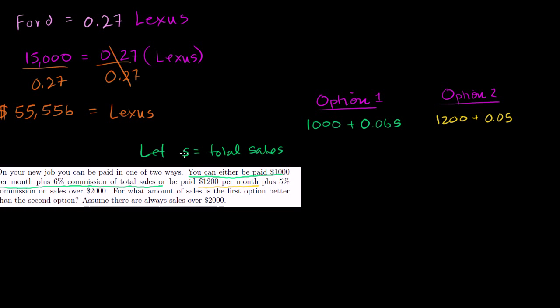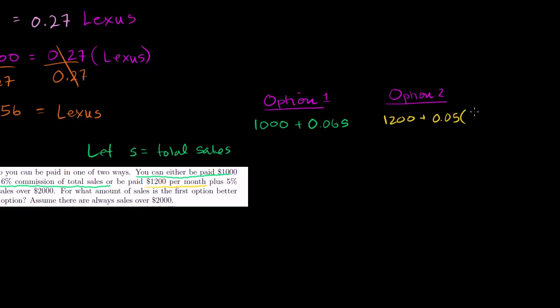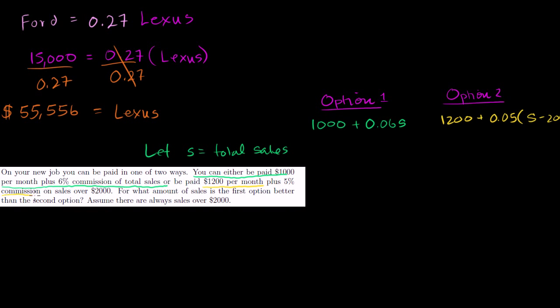So if my sales are S, my sales over $2,000 are going to be S minus $2,000, right? If my sales are, let's say, $3,000 in a month, the sales over $2,000 are going to be $3,000 minus $2,000. It's going to be $1,000 over $2,000. So these are our two options. Let me highlight that right over there.